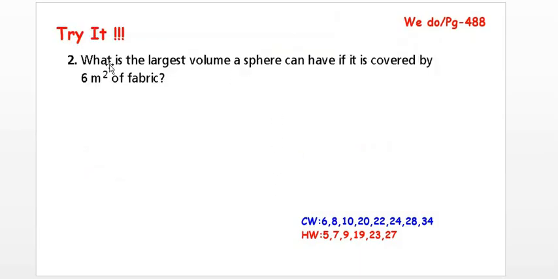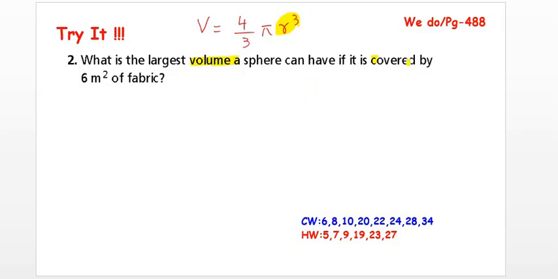Try it. Number 2, it says: what is the largest volume a sphere can have if it is covered by 6 square meters of fabric? Now, to find the volume of the sphere, what is the formula? The formula says 4/3 pi r cubed. So we need the radius to find the volume, and right now we are not given the value of the radius in this question, right? How can we find the value of the radius?